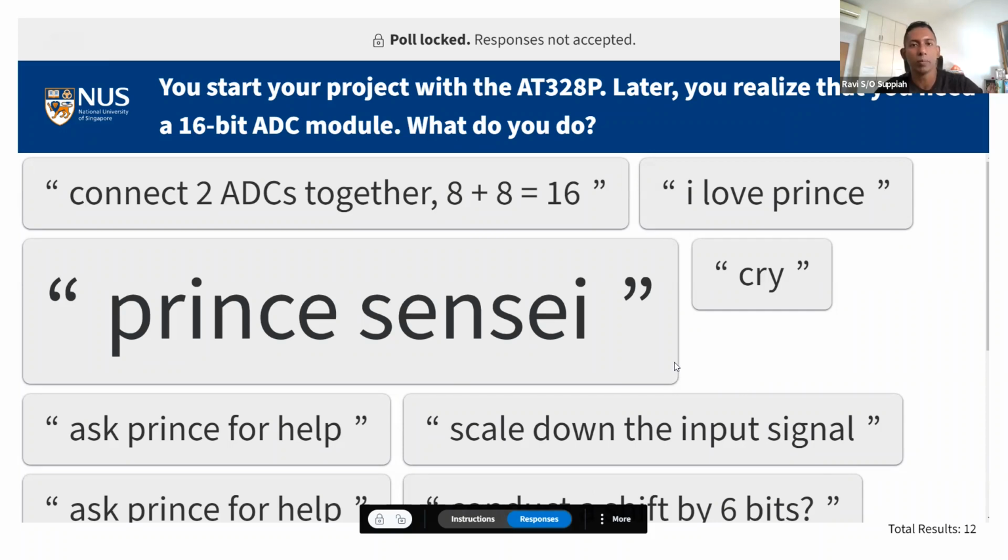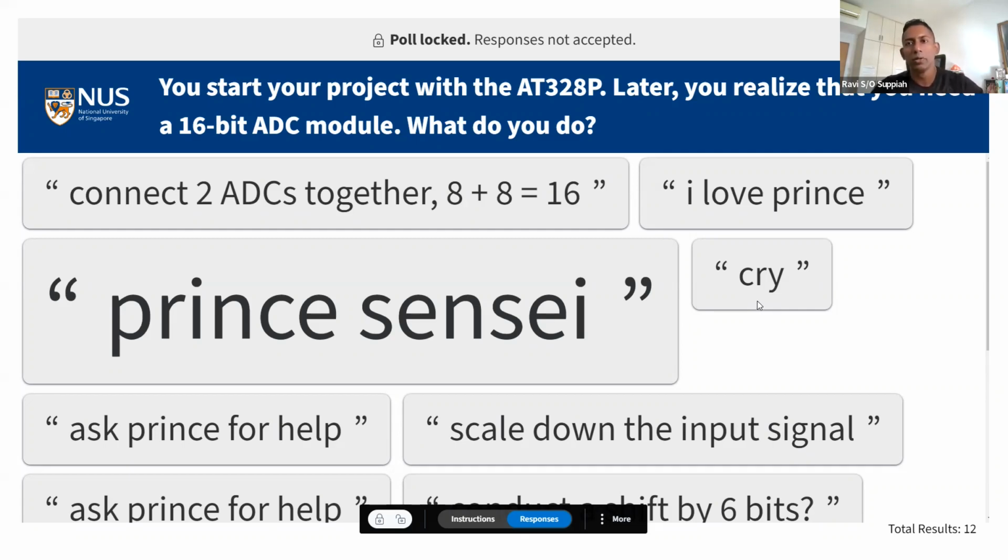Some of you gave some good suggestions: scale down the input signal, shift, take the upper 10 bits, and so on. I would say these are all very practical and valid options that you should consider. Because to dump your work that you have done over the last few months and then switch to another controller and start all over again can be a very stressful thing to do, especially if you have a deadline to meet.